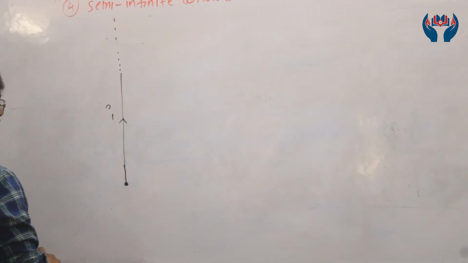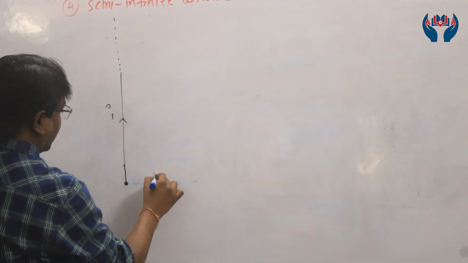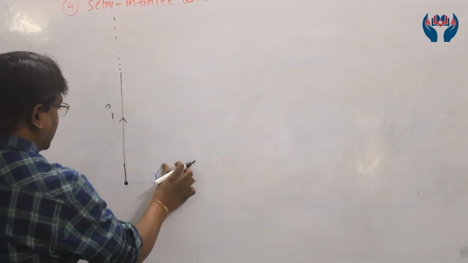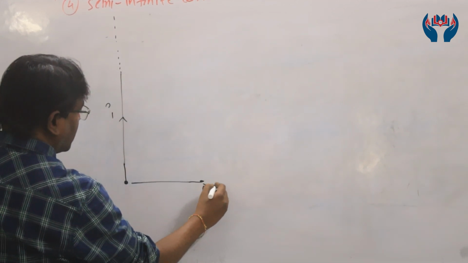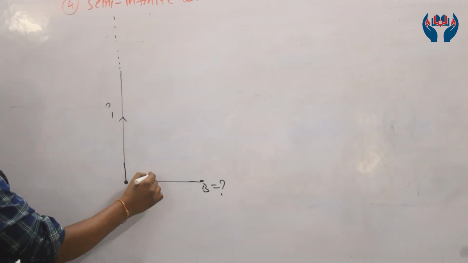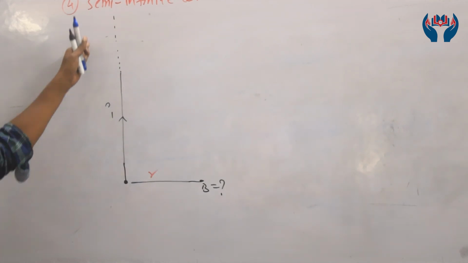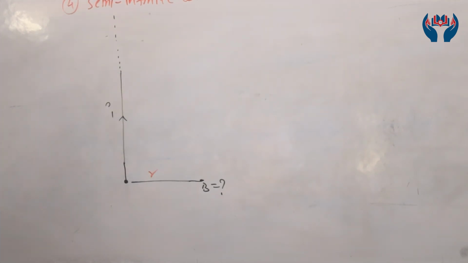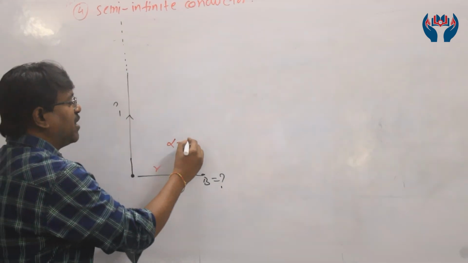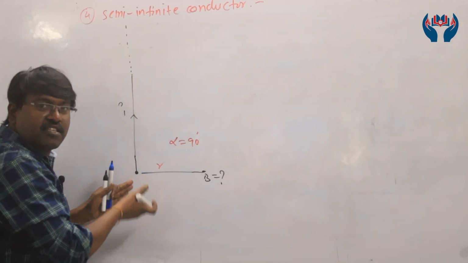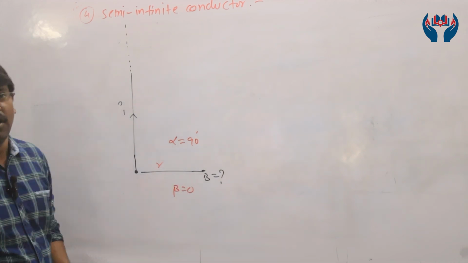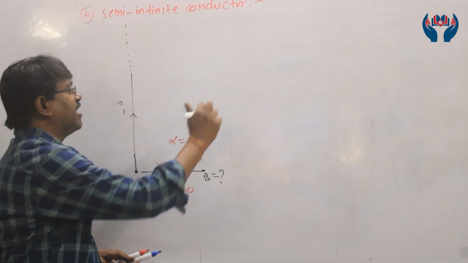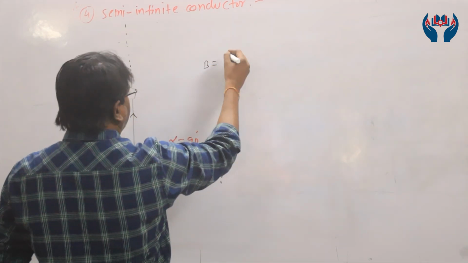Now we want to measure the magnetic field at a distance r from this current carrying conductor. What is the induced magnetic field at a distance r, like this? In this case, one length is extended to infinity, so the angle alpha will become 90 degrees. There is no length on the other side, so there is no beta value. Beta is 0. Now substitute these alpha and beta values in the equation.